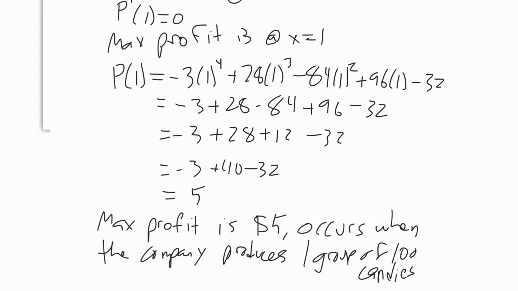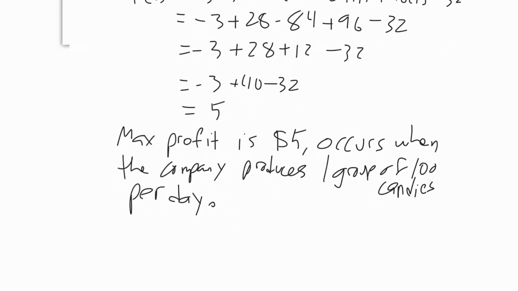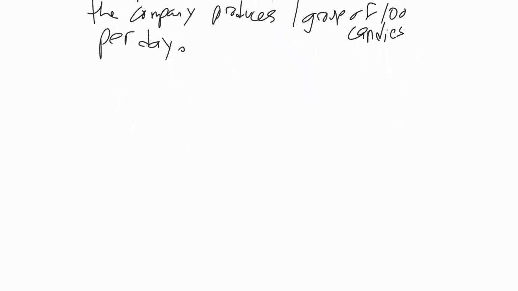And well, I guess that was candies per day, maybe we should say. One group of 100 candies per day. It might be tempting to call it there. That's going to be our maximum amount of money we could make, produce one group of candies, and there you go. But it just feels a little bit hasty to say that x equals 1 was our maximum. Let's go back and confirm that that was indeed the case.